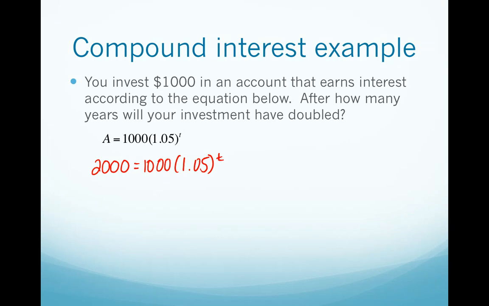So we want to isolate that exponent so we can divide both sides of the equation by 1,000. That'll give us 2 equals 1.05 to the t power. And then remember, to bring an exponent down to base level, we need to take the log of both sides of the equation. And we can do that with the natural log or the common log. So I'm going to go ahead and say the log of 2 equals t times the log of 1.05 when we bring that exponent down. So really, I then need to divide both sides by the log of 1.05.